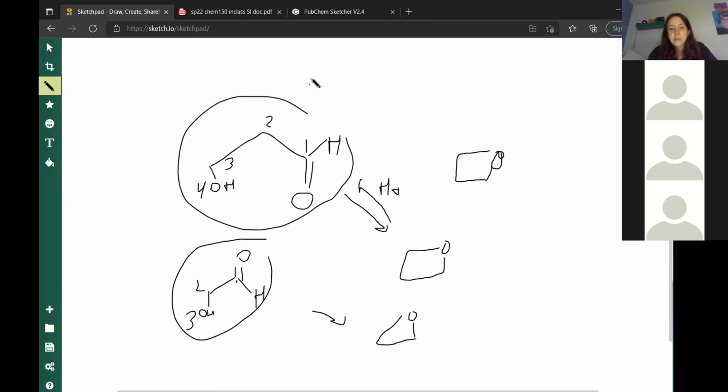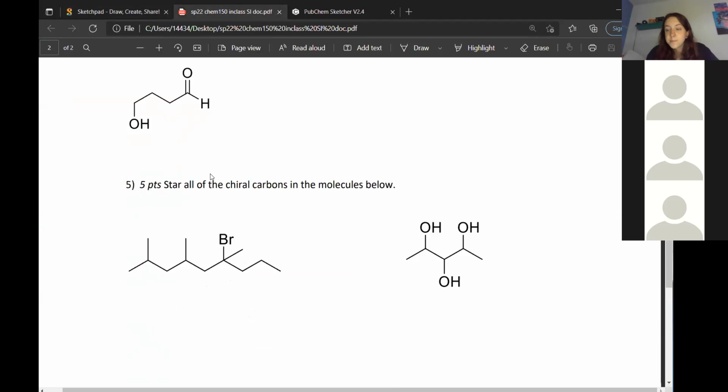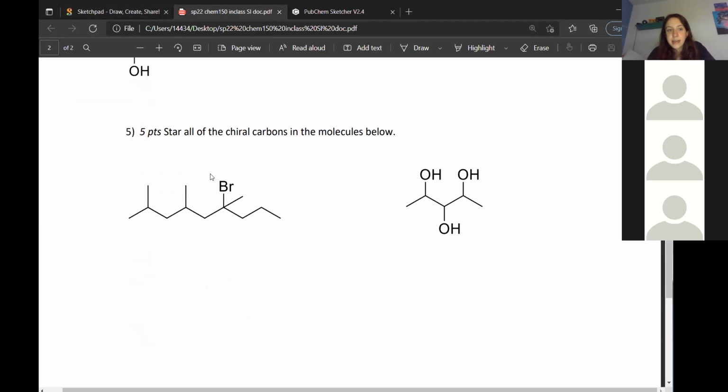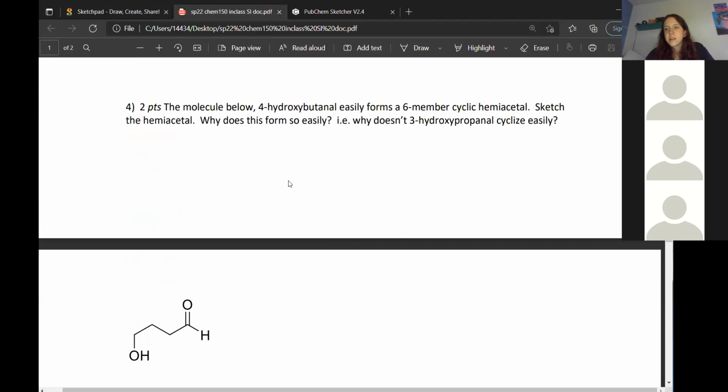That's not stable at all, so it's not going to favor that. Does that make sense? Everybody good with that? Again, if you're going to get a question on that, all you really have to say is that 5, 6, and 7 numbered rings are the most stable, and rings with fewer carbons are less stable. That's all you have to say.